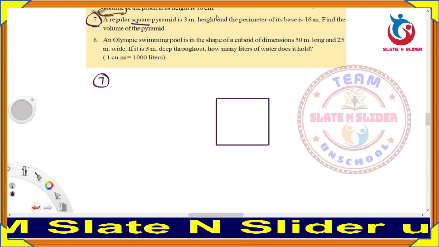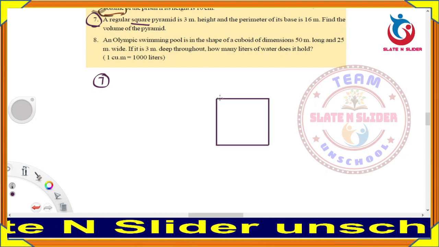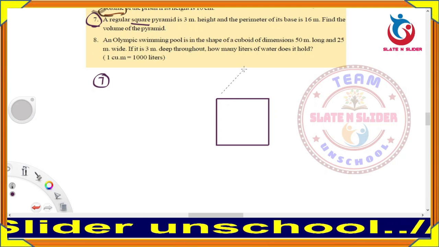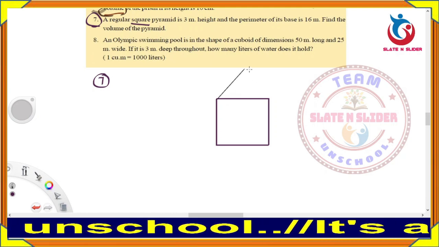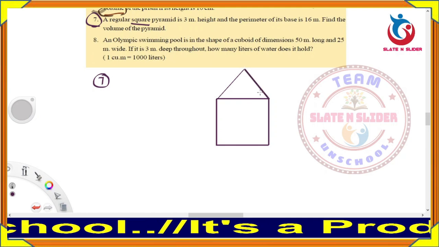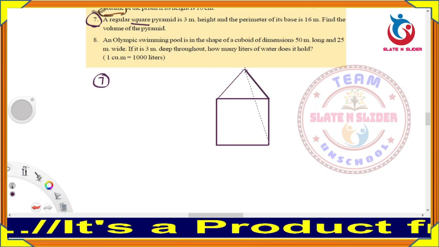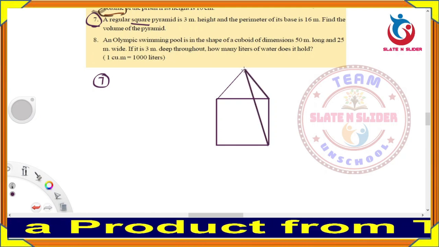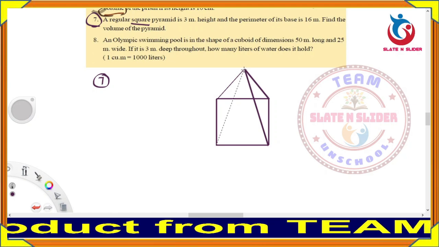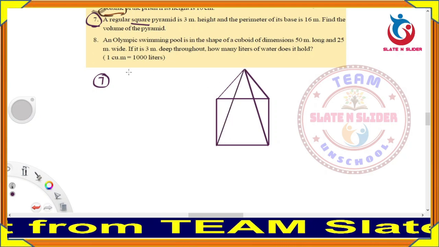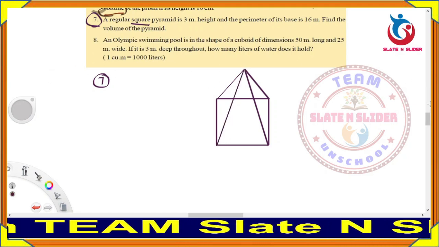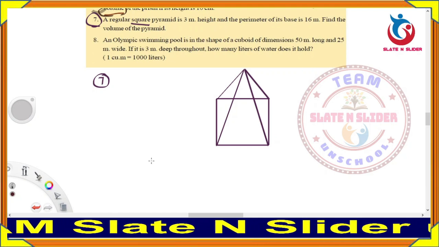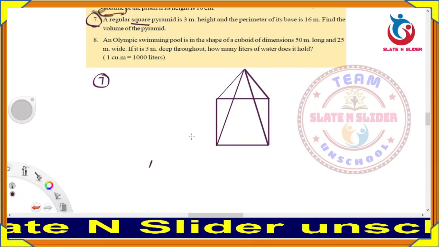Next we have to join all the vertices to one vertex. This is a square pyramid. So the base is in a square shape.